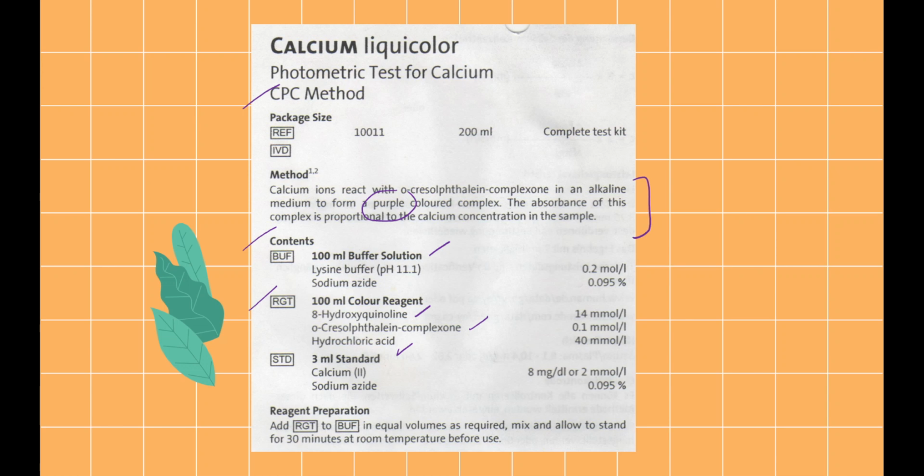For the standard, you all know the purpose of your standard, and there are specific concentrations for our standard. For the reagent preparation, what you need to do is add your reagent to your buffer in equal volumes as required, mix and allow to stand for around 30 minutes at room temperature before use. As you can see, it is a long time that we wait before we can use our working reagent. That is why what I usually instruct the students is that before everything else, before I explain the whole process, I have you mix this already, so we could maximize our time rather than just waiting 30 minutes and doing nothing.